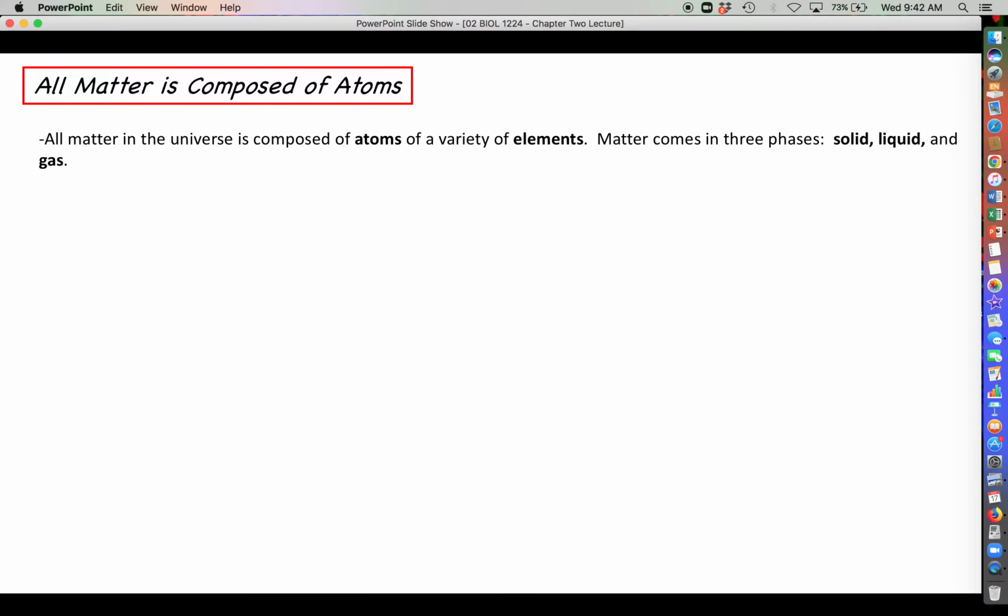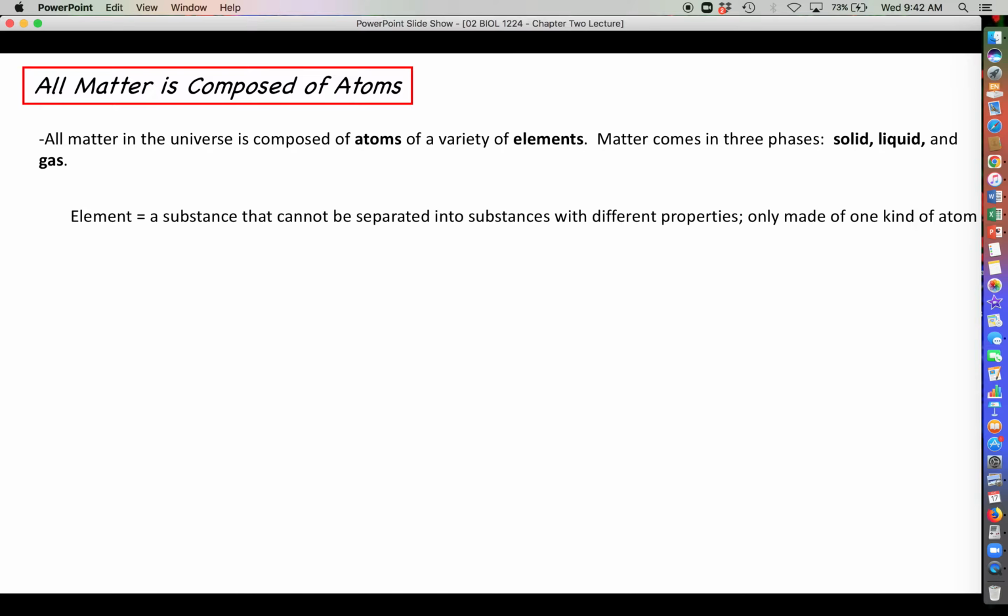Matter comes in 3 different phases: solid, liquid, and gas. You're probably already pretty aware of that. The one thing here we have not really defined before is an element. So an element is a substance that cannot be separated into different substances with different chemical properties. So an element is only going to be made of one kind of atom. Water, for example, is not an element because it is made of 2 types of atoms: hydrogen atoms and oxygen atoms.